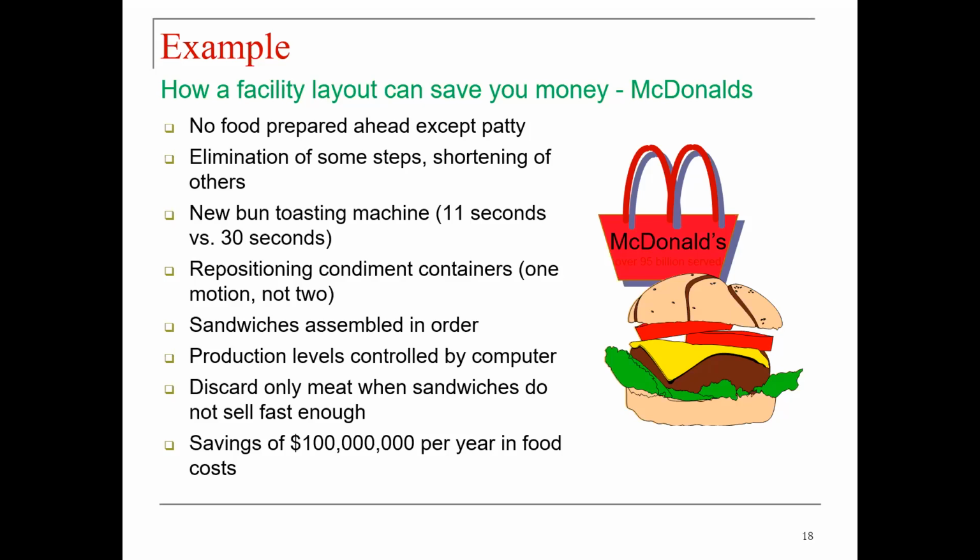So some of the things include food prepared ahead of the patty, elimination of some steps, shortening others, the development of a new bun toasting machine that takes 11 seconds instead of 30 seconds, repositioning condiment containers, requiring one motion, not two, sandwiches assembled in order, production levels controlled by a computer, discard only meat when sandwiches do not sell fast enough, and only those changes provided savings of 100 million per year in food costs.